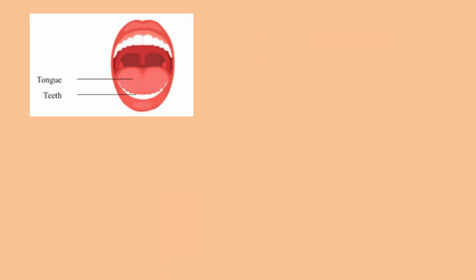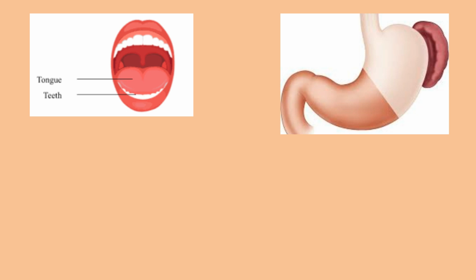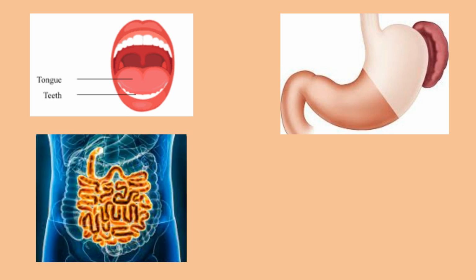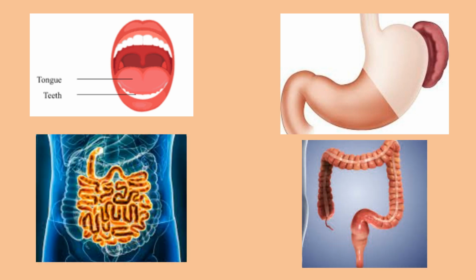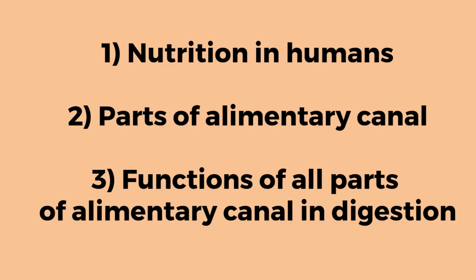Major events of digestion occur in humans in 4 regions: 1. Buccal cavity. 2. Stomach. 3. Small intestine. 4. Large intestine. By the end of this video, you will know 1. Nutrition in humans. 2. Parts and functions of the alimentary canal in digestion.